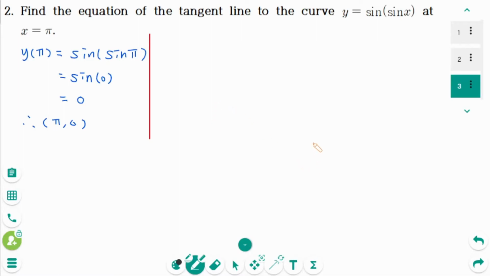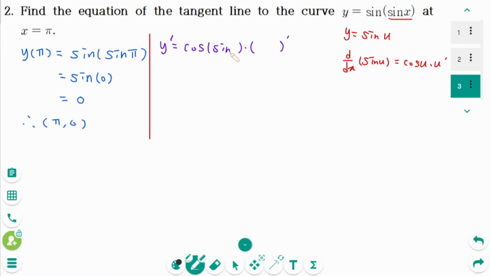Use the general power rule. Think of it as u equals sine x. Then y equals sine u. Then d dx sine u equals cosine u times u prime. So y prime equals cosine u times u prime. The inner function is sine x. Then cosine of sine x times sine x prime, which is cosine x.